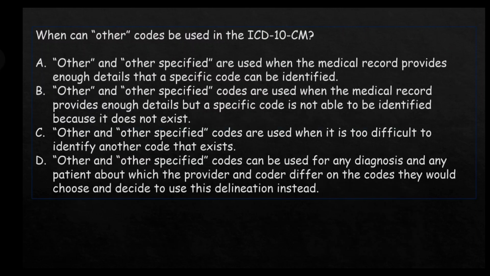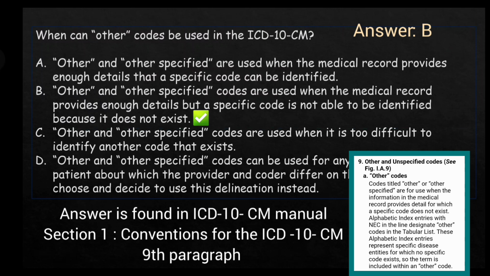Next question. When can other codes be used in the ICD 10CM? And the right answer is option B. Other and other specified codes are used when the medical record provides enough details, but a specific code is not able to be identified because it does not exist.